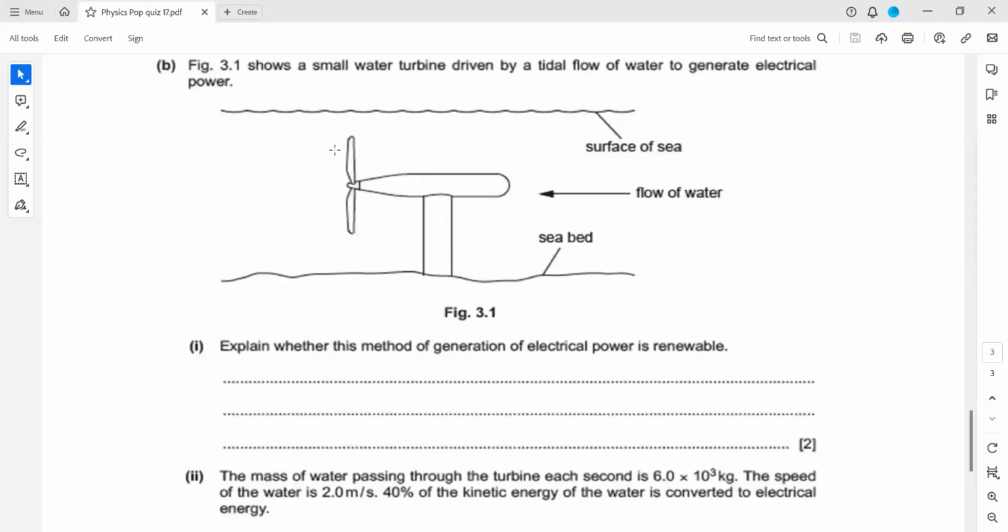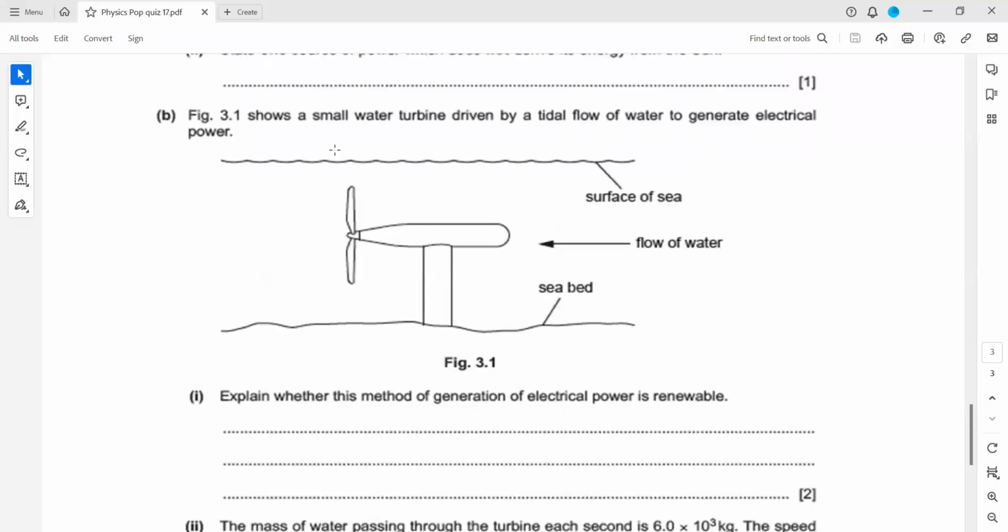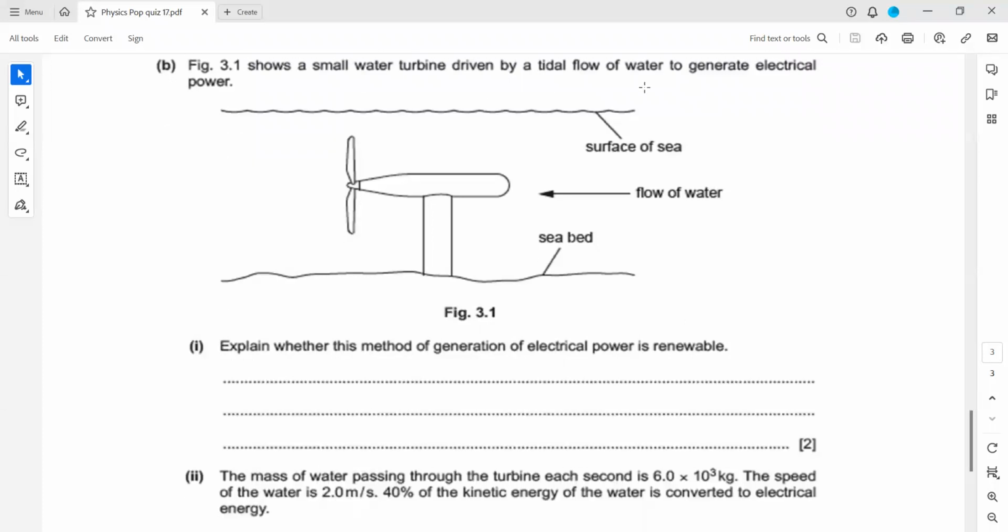In part B1, figure 3.1 shows a small water turbine driven by a tidal flow of water to generate electricity. Explain whether this method of generation of electricity is renewable. So how do we identify whether it's renewable or non-renewable? We have to check how it is so.